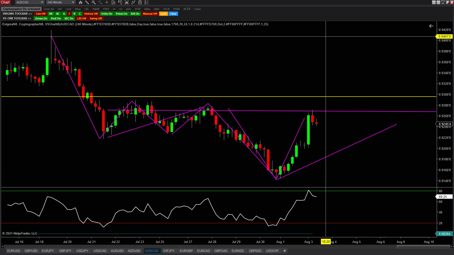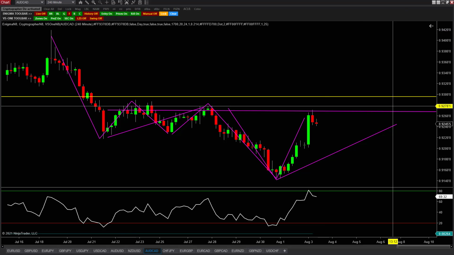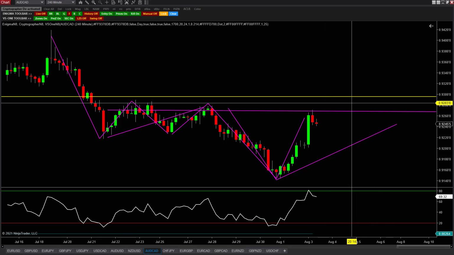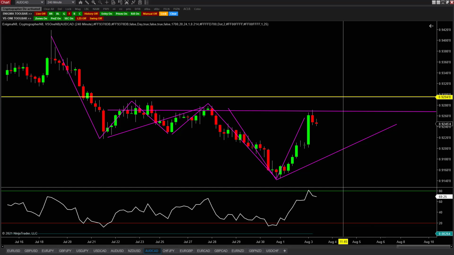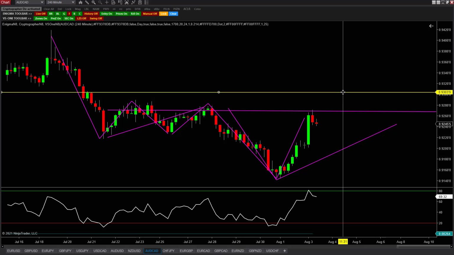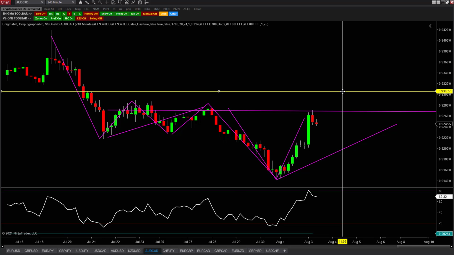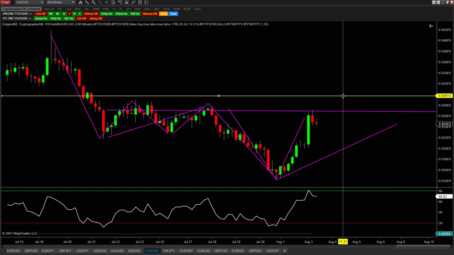No, it's not the best place. I think if you can, if you're allowed to, some people are not, I would get above that 93 even handle. Right? I'd give yourself 5-6 more pips and get above that even handle if you can. But we can measure that out after we see this move right here.